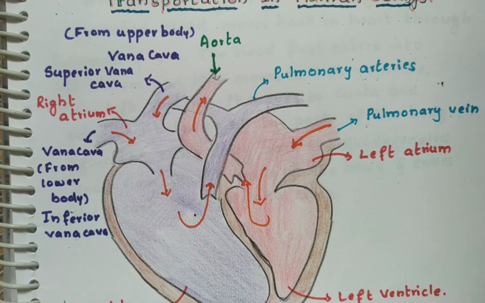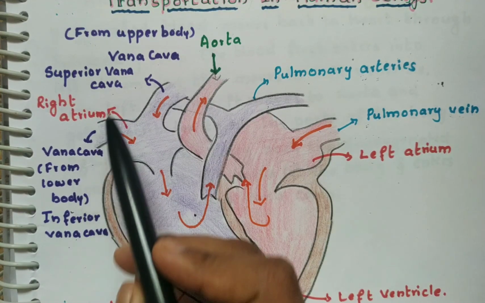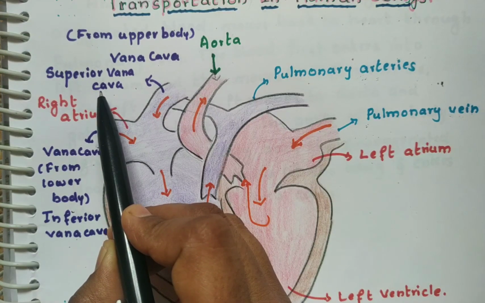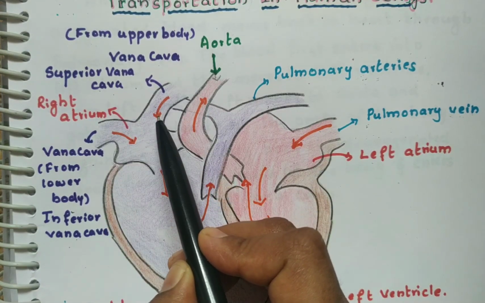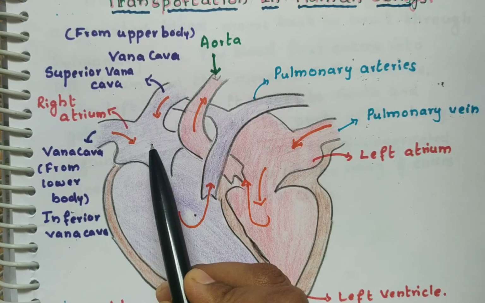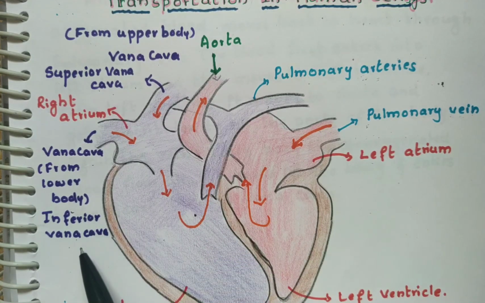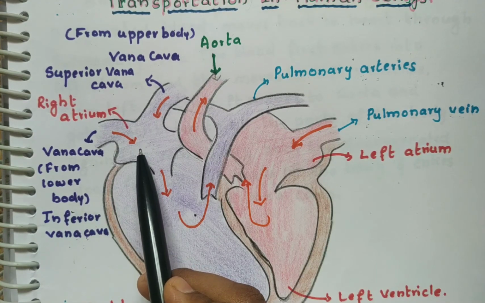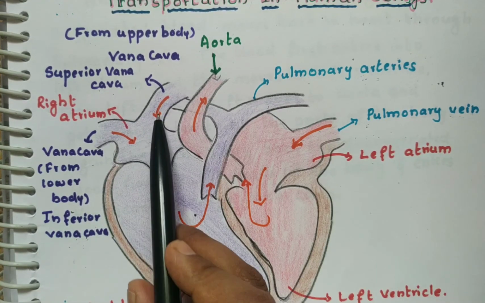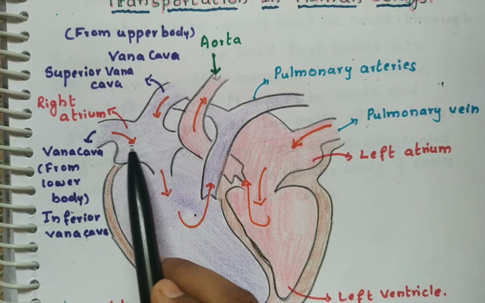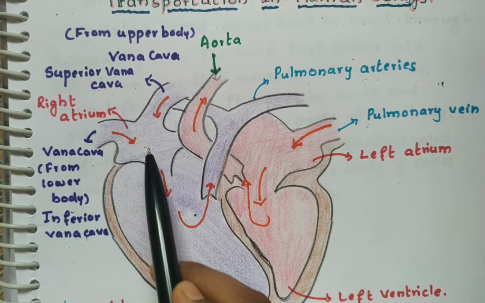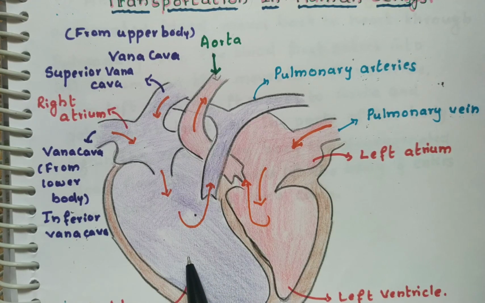See, first we will start with the vena cavas. The superior vena cava brings the deoxygenated blood from the upper parts of the body and it will pour it into the right atrium. And from the parts below the heart, the inferior vena cava brings all the blood into the right atrium. So everything will first enter into the right atrium. Then it will be pushed into the right ventricle.